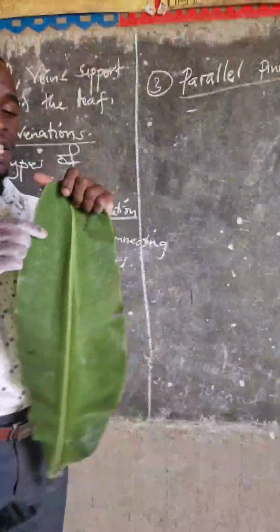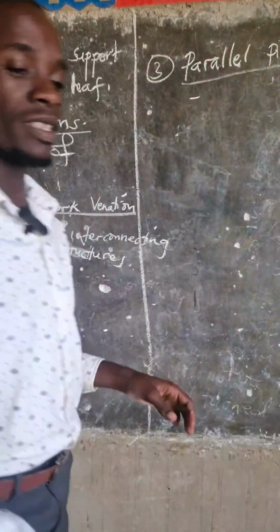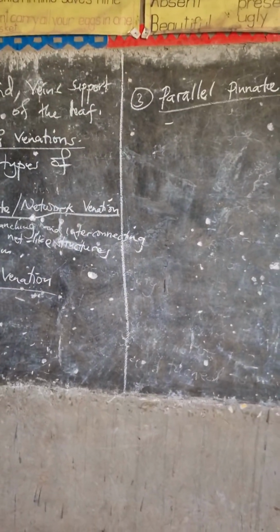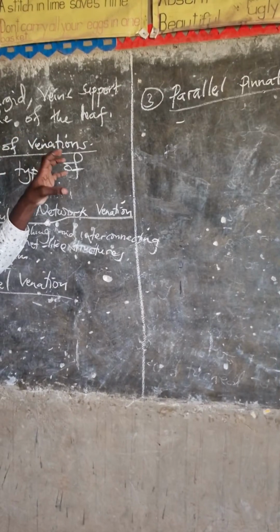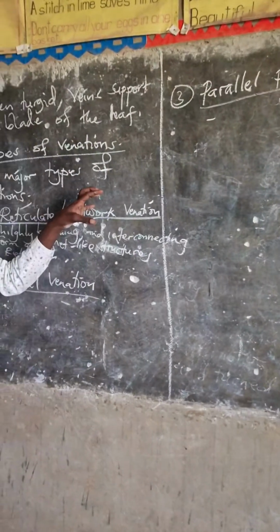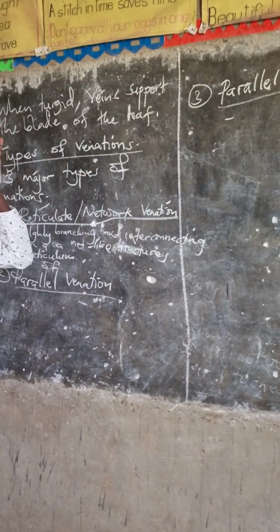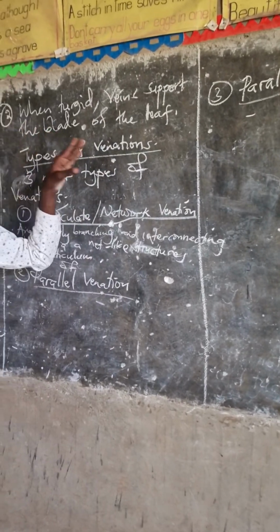So that calls for three categories or three types of leaf venation. We have parallel pinnate venation. We've seen it. The veins are parallel to one another, but perpendicular to the main vein or the midrib. They are of the same sizes, and they have regular spacing between one another.